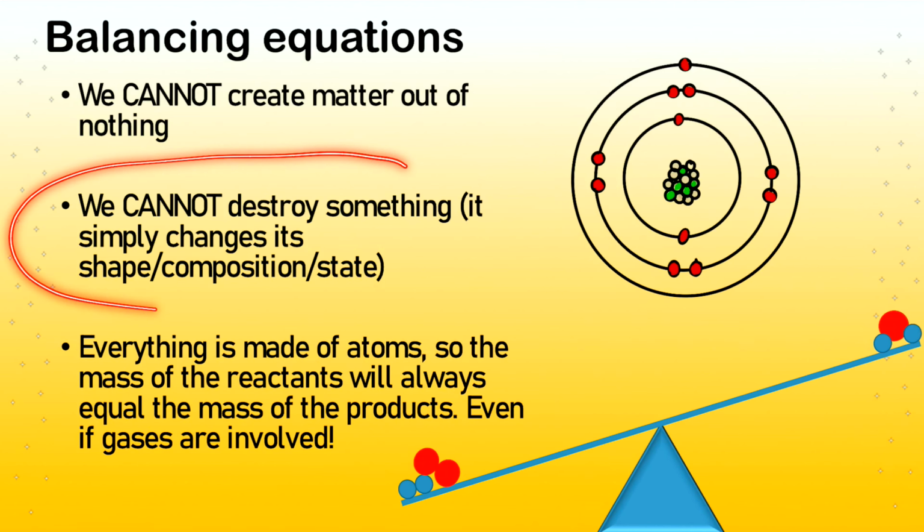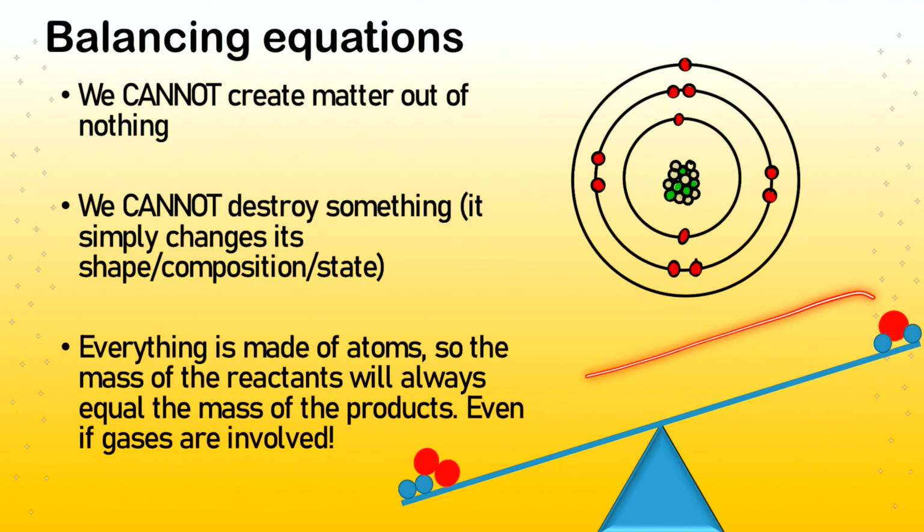And we also cannot destroy something. So again, if we're putting something in as a reactant, it must come out in our products. It cannot disappear. Everything that we're putting in as reactant simply goes through a change in bonding and structure to change its shape or its composition or maybe its state. And finally, the most important part of all of this is that because everything is made of atoms, whether we're getting gas, liquids or solids, we will always have the same mass going in as the mass coming out.